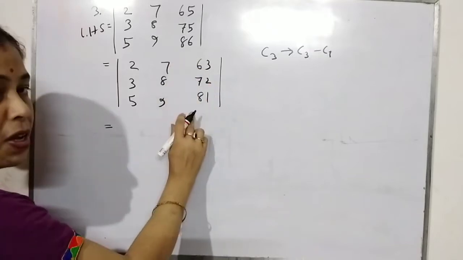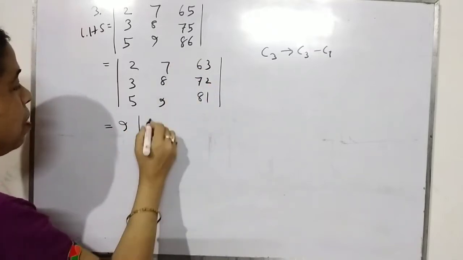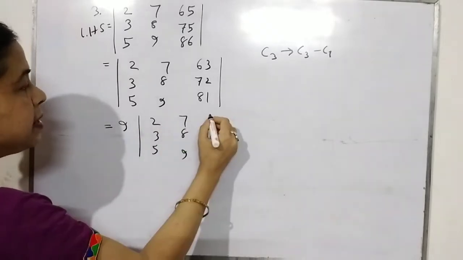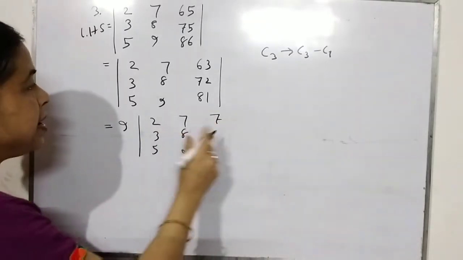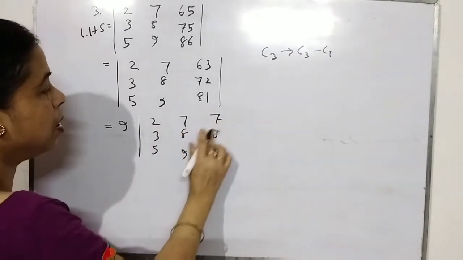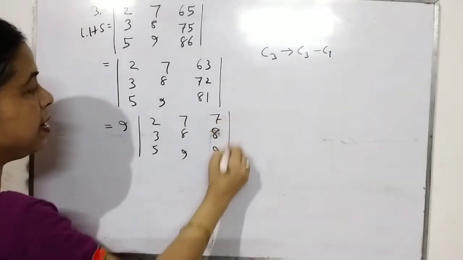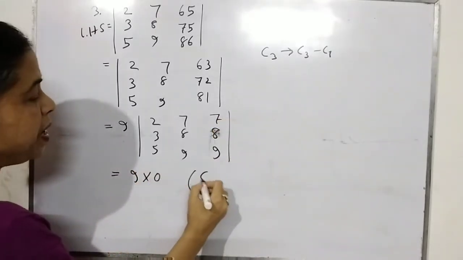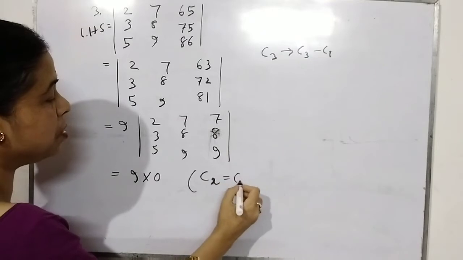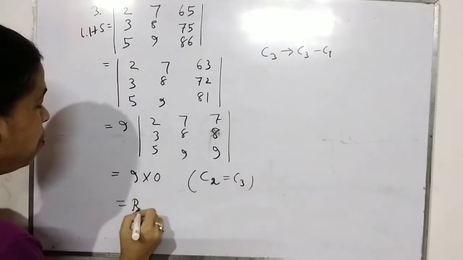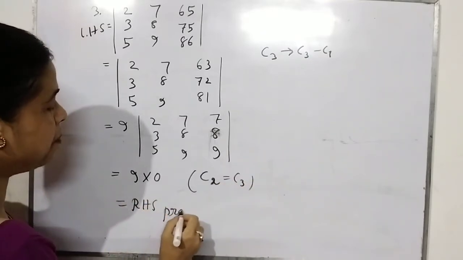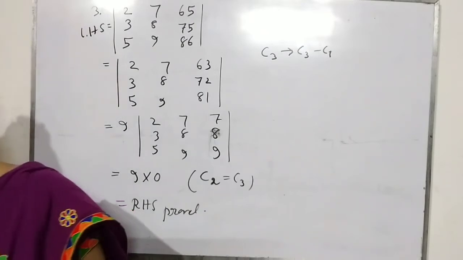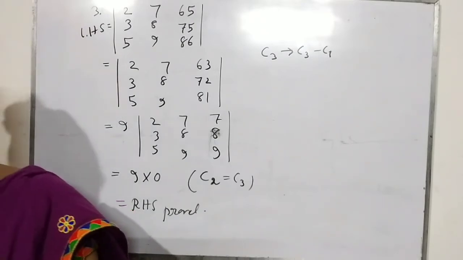Now 9 is coming common from all of this. I am taking 9 common. 2, 3, 5, 7, 8, 9, and 9 sevens are 63, 9 eights are 72, and 9 nines are 81. Now you see, this is equal to 0, as column 2 is equal to column 3, which is your right hand side. So this completes the proof. So this is the solution of question number 3.